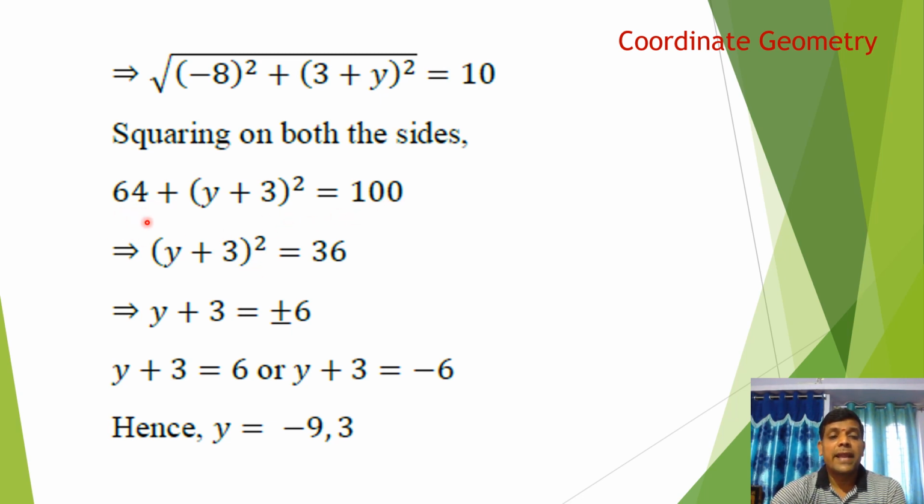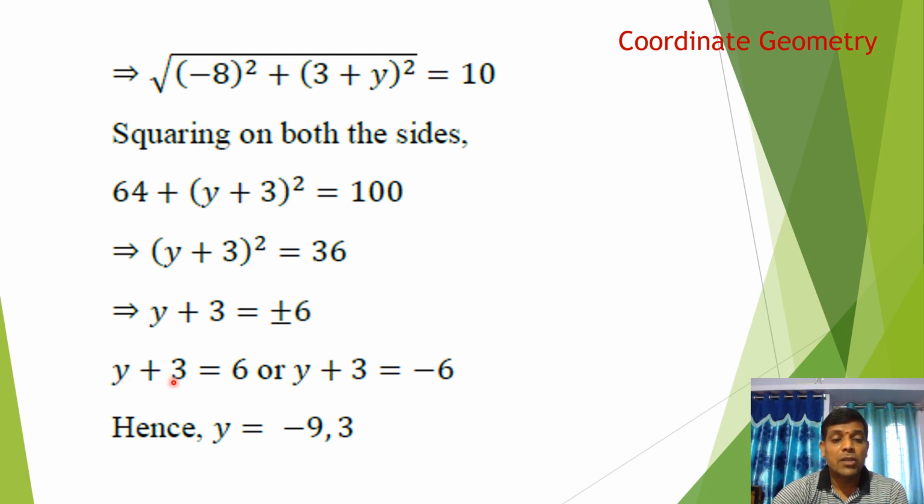So transpose 64 from LHS to RHS, it becomes minus 64. So 100 minus 64, we get 36. Now next step, y plus 3 whole square equals 36. Y plus 3 is equal to, converting the square into square root, root over 36, which is written as plus or minus 6. So y plus 3 is equal to plus or minus 6. This means y plus 3 is equal to plus 6 or y plus 3 is equal to minus 6.